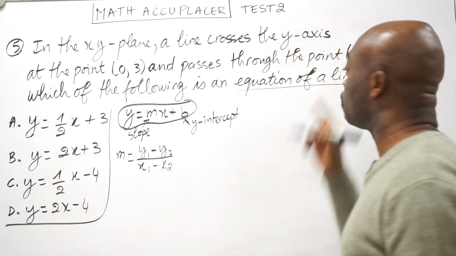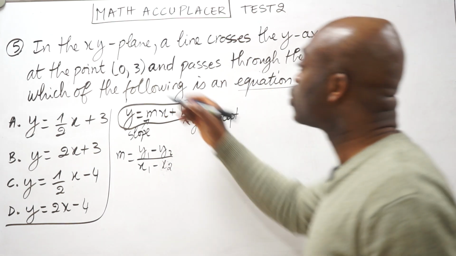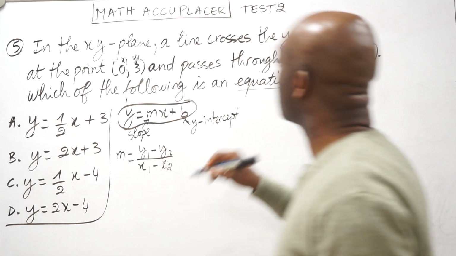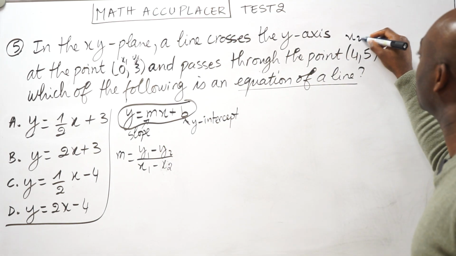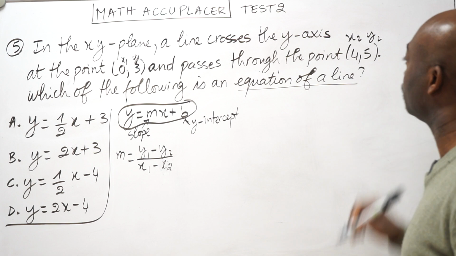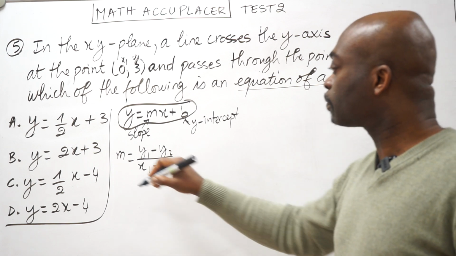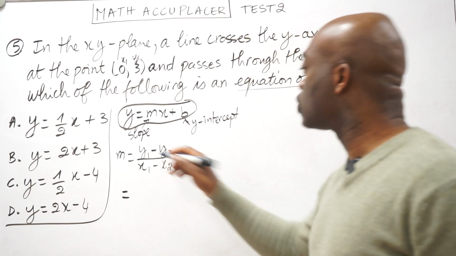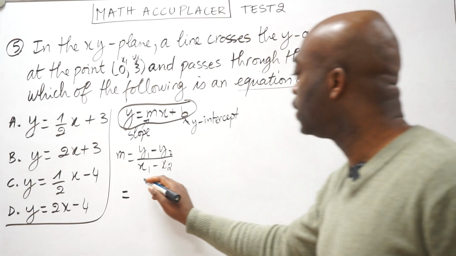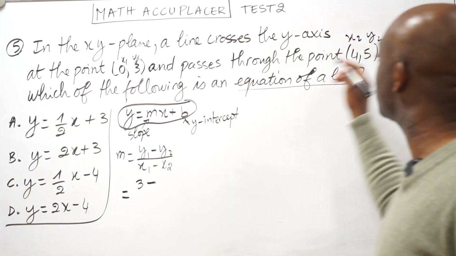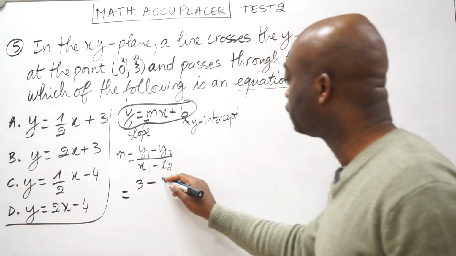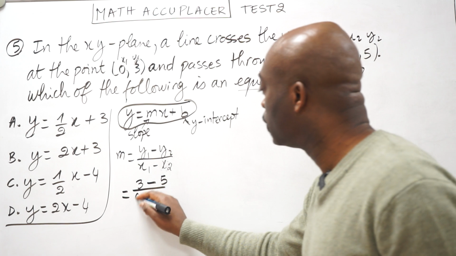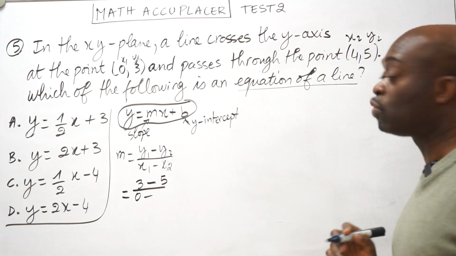We have 2 points here, so we have no problem. So this one can be x1, y1, and this one can be x2, y2. Okay? So as we have it like that, m is going to be equal to what? y1, which is 3, minus y2, which is 5, over x1, which is 0, minus x2, which is 4.